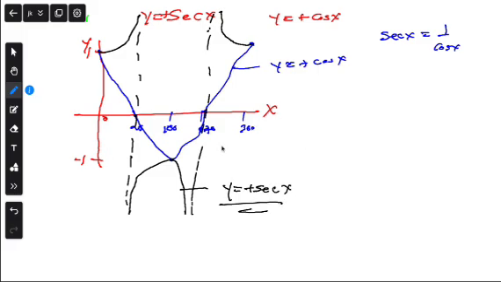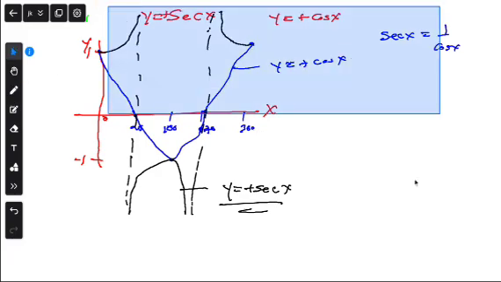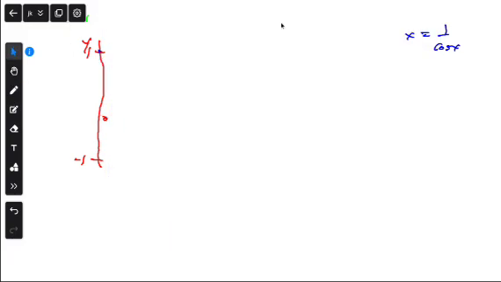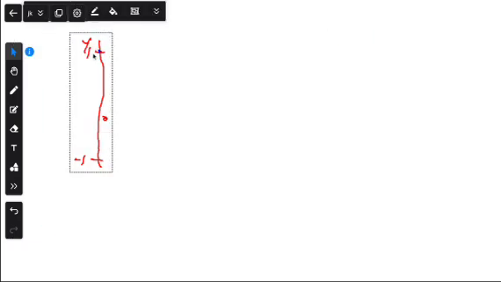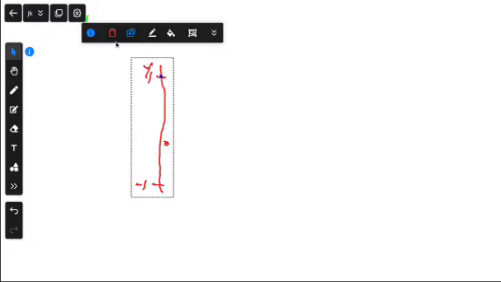So even for secant, for you to graph secant, the first thing you need to do is graph cosine, then you deflect cosine for you to have secant. So that is very important to know. So let's try to look at some examples.